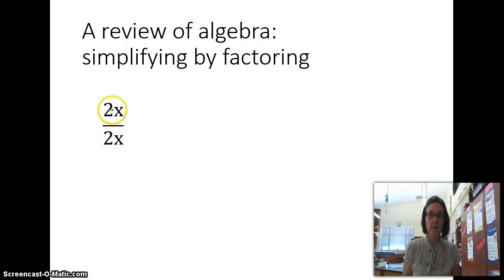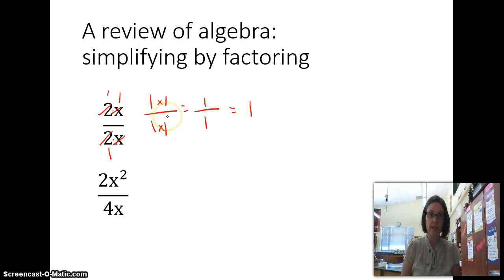Well, the 2 is separate from the x. The 2 is being multiplied by the x on top, and it's being multiplied by the x in the denominator. The 2's are the same thing as each other, and so they divide each other out and become 1. And then the x's are also the same as each other, so they divide each other out and become 1. Now we have 1 times 1 divided by 1 times 1, which is 1 over 1, which is 1. Everything cancels to 1. We say cancels.